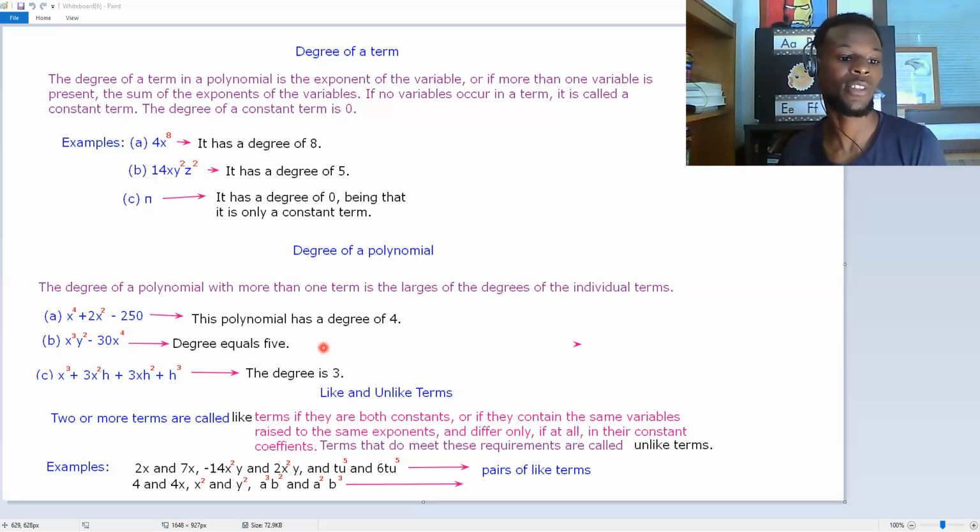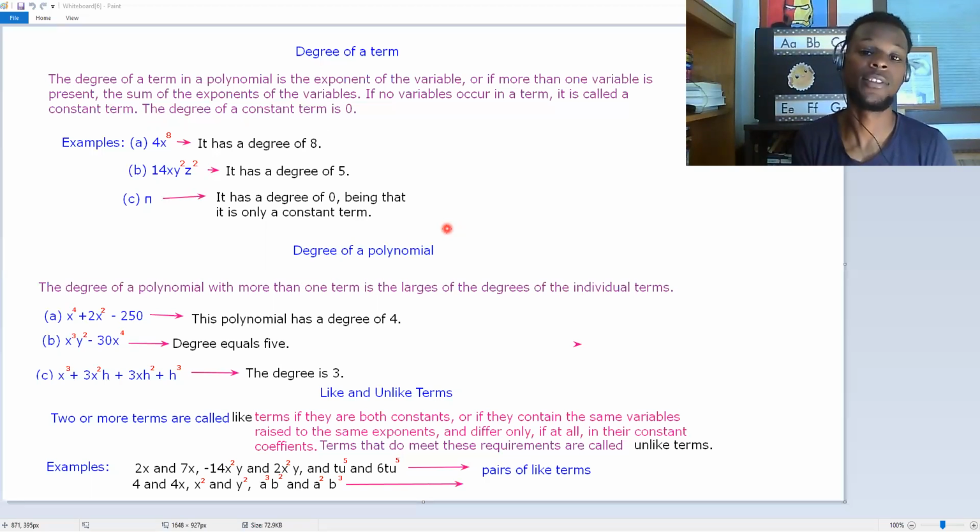And then moving down to example C, that symbol is pi. It does look like the letter N, but this is pi. And it has a degree of 0 because it is only a constant term. And by definition, if a term is only a constant, then the degree is automatically 0, as stated right here in that last sentence. Okay, now let's move down to the degree of the polynomial.